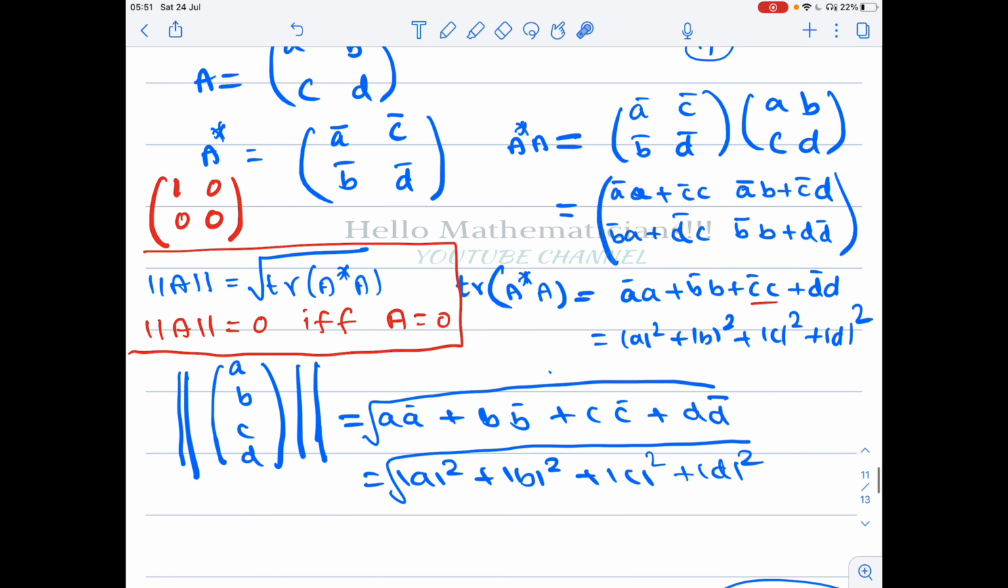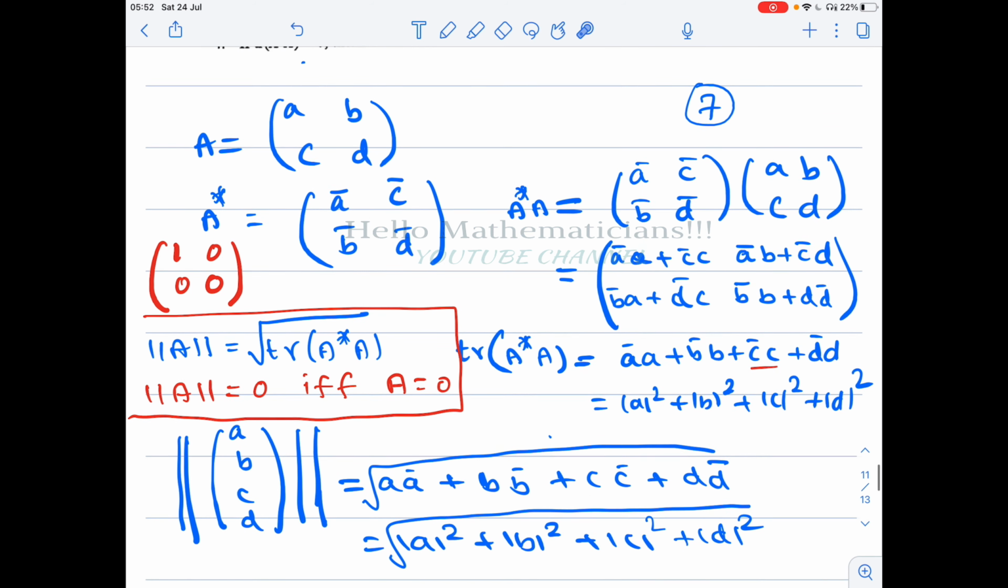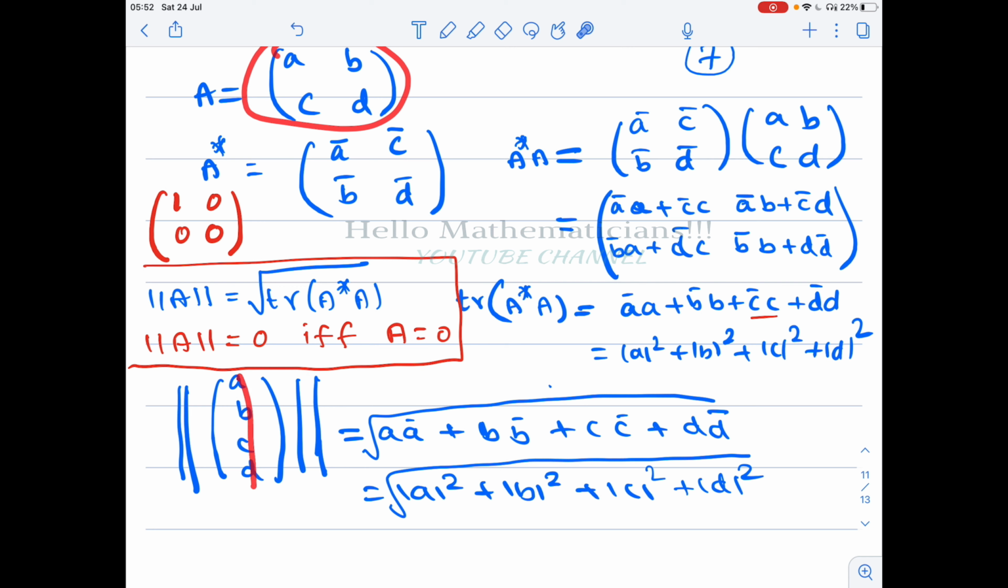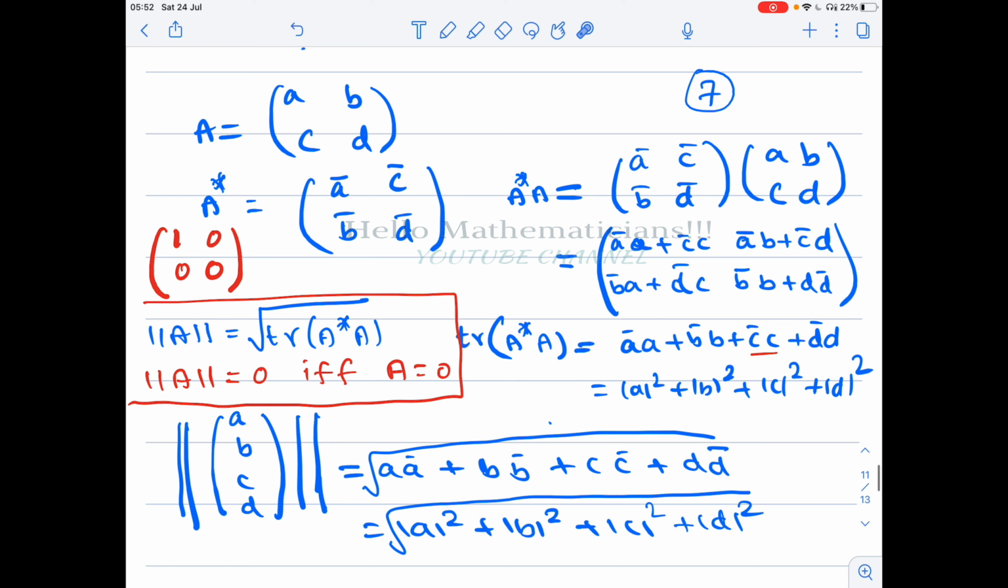Therefore, trace of A star A, we got this number. Now, z bar z equal to mod z square, that we know from our complex analysis course. So trace of A star A equal to mod a square plus mod b square plus mod c square plus mod d square. Now, if you look at this 2 by 2 matrix as a vector in C power 4, then it has our usual norm, which is defined to be the square root of mod a square plus mod b square plus mod c square plus mod d square. And this trace of A star A is exactly giving you the same value.